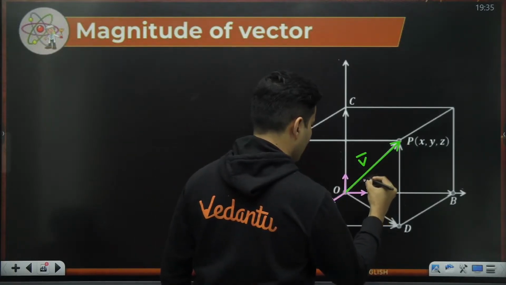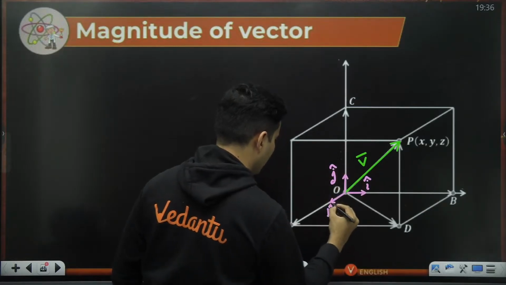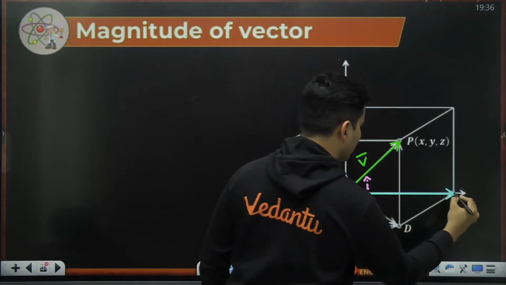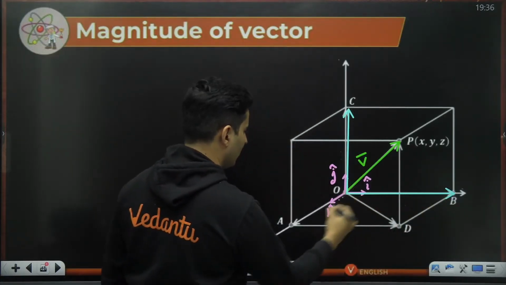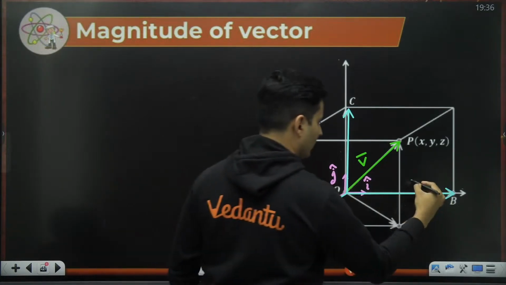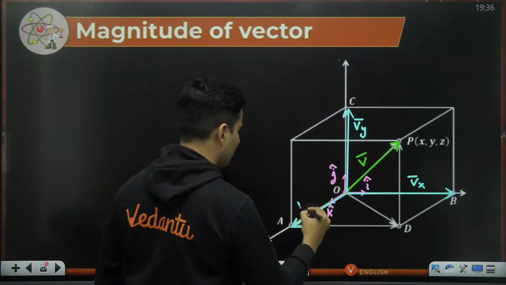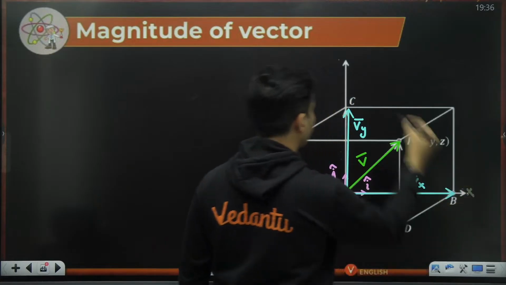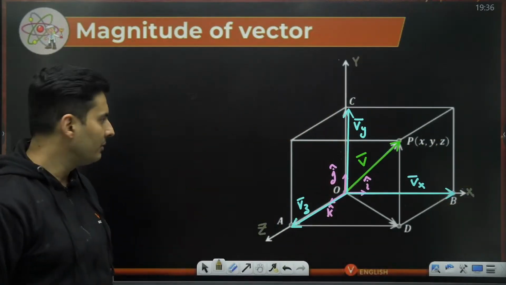This is i cap, this is j cap, and this is k cap, and then you show the components. So this whole thing, then this whole thing, and then this whole thing. These are your components of the vector. So this is your x component, this is your y component, this is your z component, right? Assuming this is the x-axis, this is the y-axis, and this is the z-axis. This is how traditionally we show it.